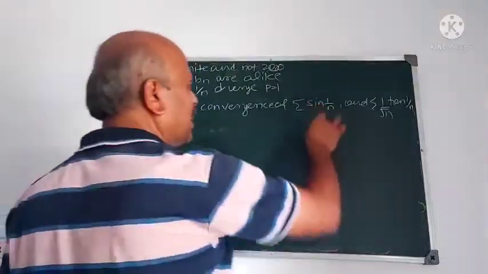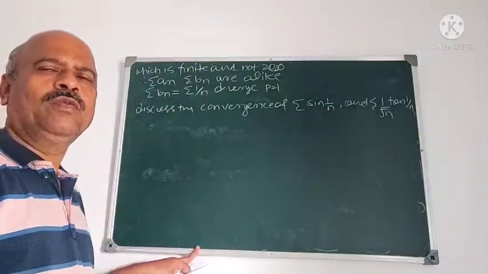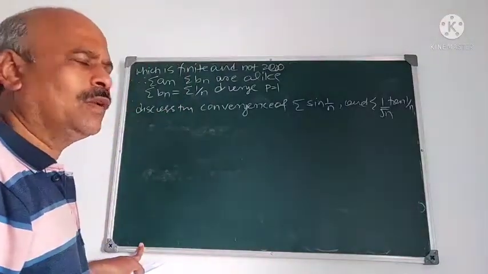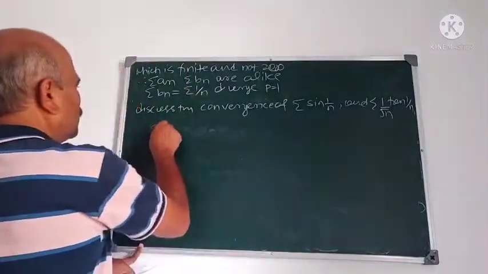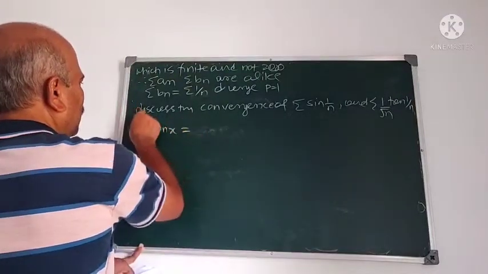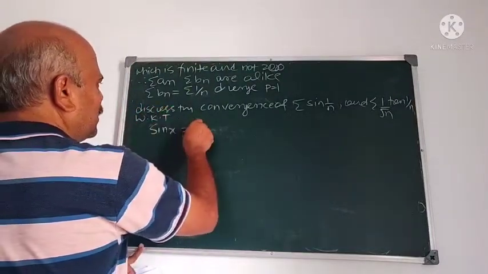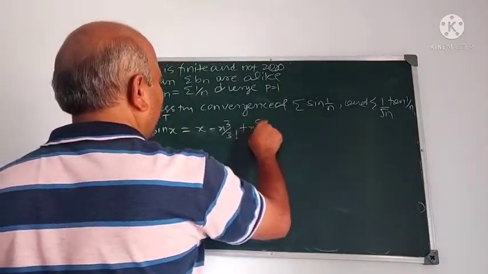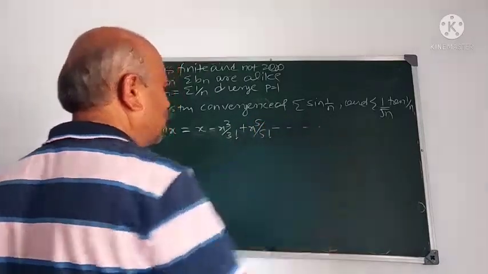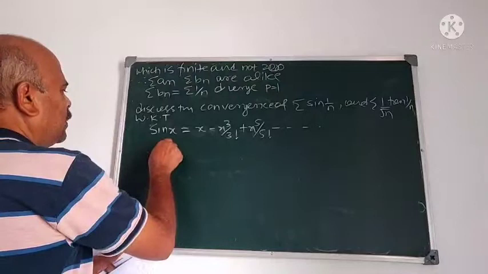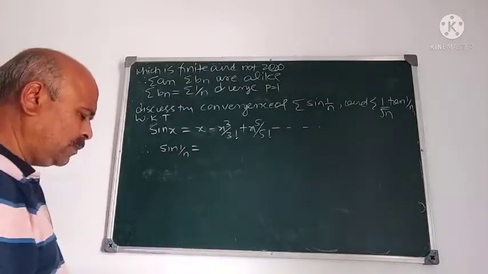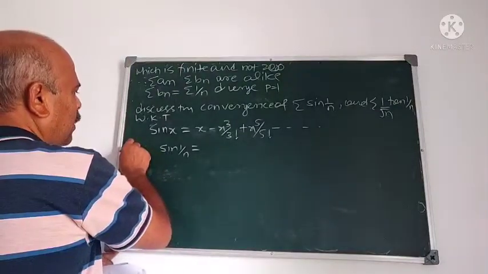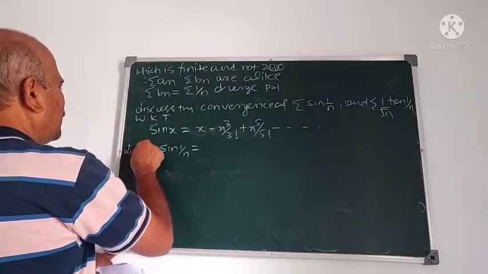And the nth term is sin 1 upon n. We write the series using the expansion of sin 1 upon n, and for that we use sin x. What is sin x? We know that sin x is the infinite series x minus x cube by 3 factorial plus x raised to 5 by 5 factorial minus and so on. Therefore, let us take an as sin 1 upon n.